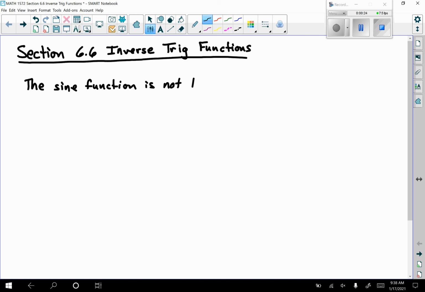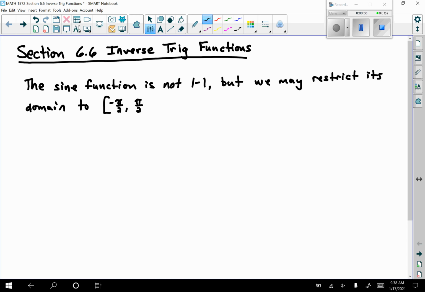If you picture the graph of y equals sine x, or even y equals cosine x, it's just that wave function, so it's not going to pass the horizontal line test. So that's why we're going to restrict its domain. Again, the sine function is not one-to-one, but we may restrict its domain. It's negative pi over 2 to pi over 2 to make it one-to-one.